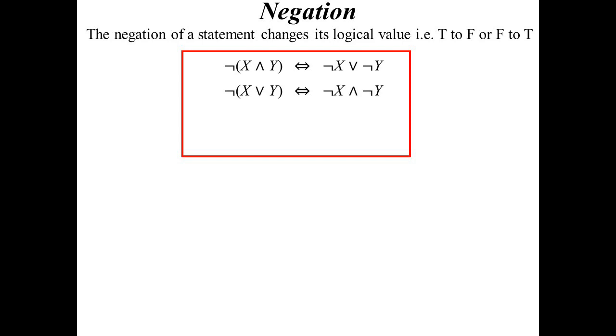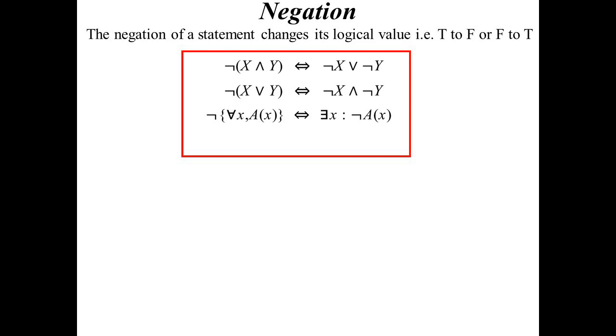Now, the other way around, the negation of x or y is logically equivalent to having both of them. So negation of x and the negation of y. Again, if you think about it, I don't have x or y. Well, therefore, I don't have x and I don't have y. All right, this one's an interesting one.